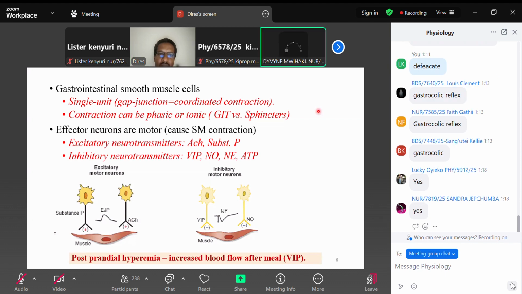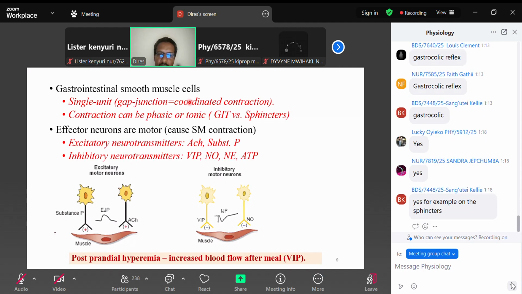In the mouth. Which one in the mouth? You're right. Muscles of mastication. Tongue, skeletal muscle. Okay, the pharyngeal muscles. The first 1/3 of the esophagus, skeletal.